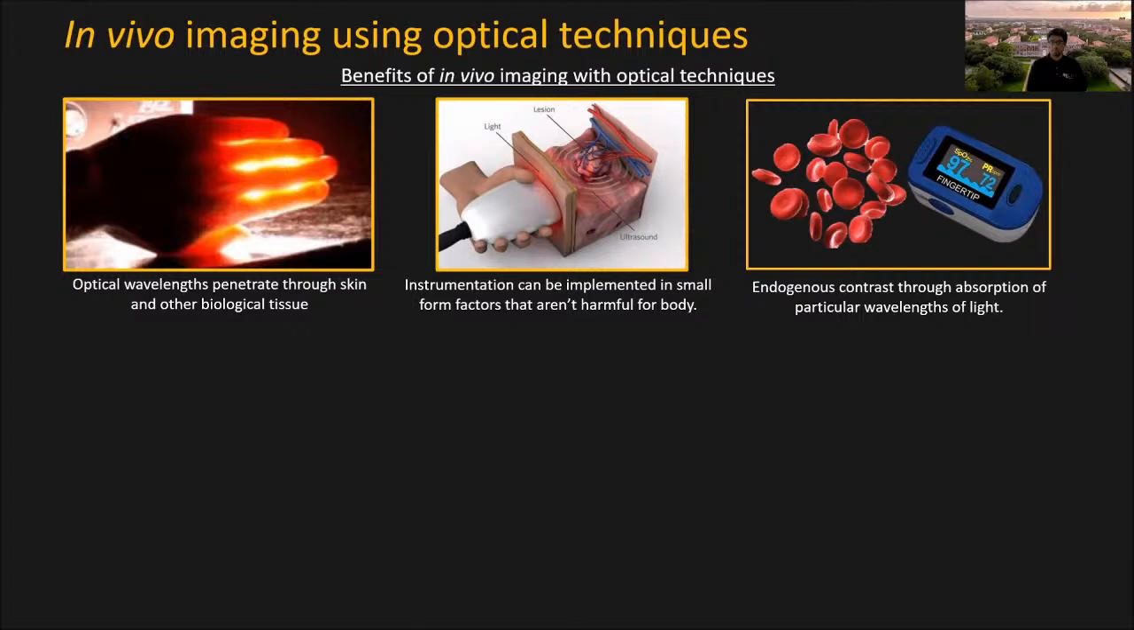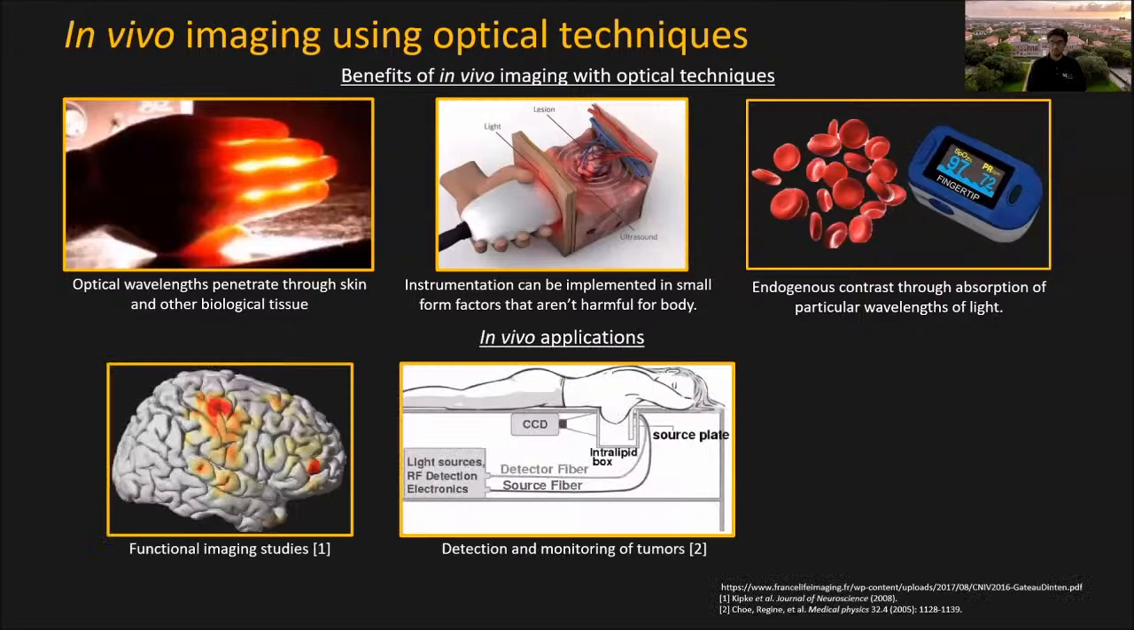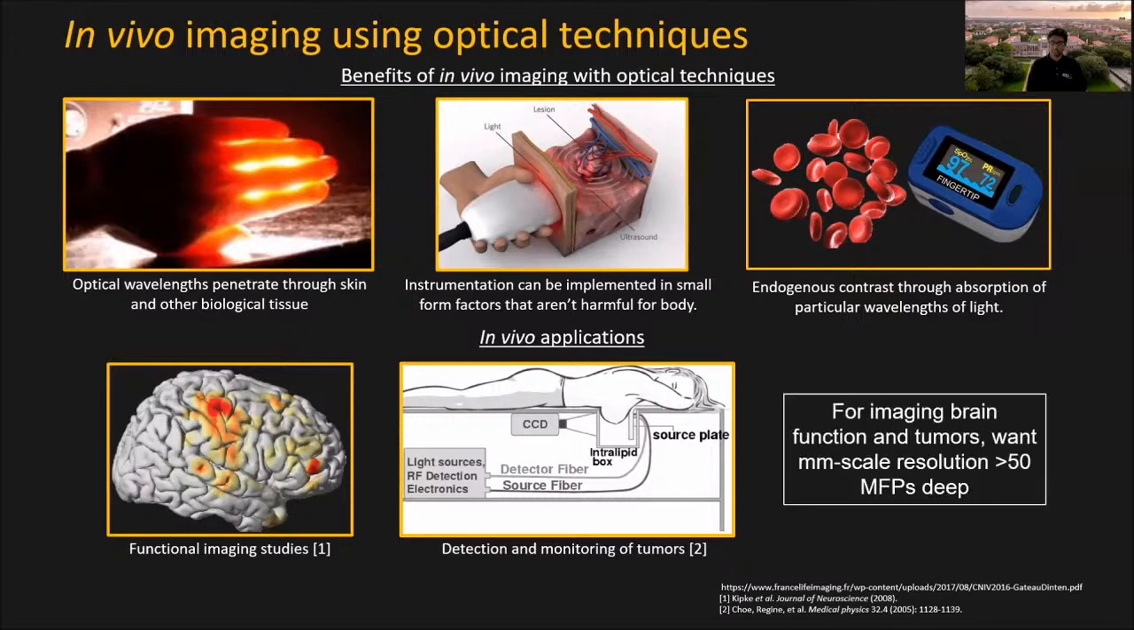And the body comes with some endogenous optical indicators, one of them being hemoglobin, which preferentially absorbs certain wavelengths of light. Using these techniques, a variety of in vivo applications are possible, like functional brain imaging and tumor detection. To be successful in these tasks, we would like millimeter scale resolution greater than 15 mm deep into tissue.